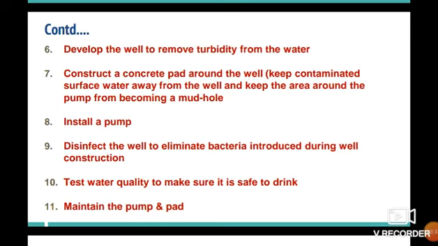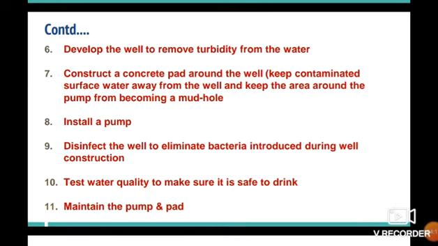And after that, we have to construct a concrete pad around the well. After doing the development of the well, we construct a concrete pad. In your households, you may have seen that there is a concrete wall for the well on which the pulley will be attached. That concrete pad we construct for safety as well as for protecting the well. And after that we have to install the pump. After all, a pump is needed for pumping water from the aquifer through the well. So a pump should be installed.